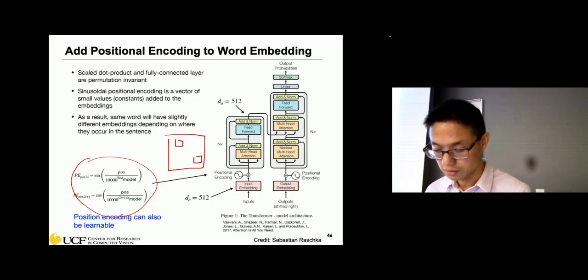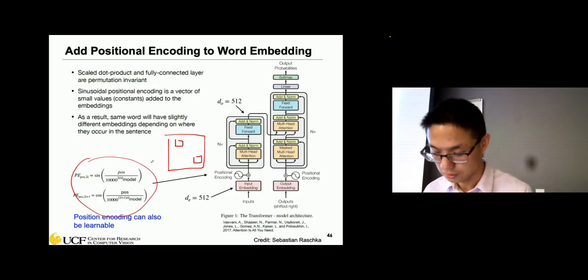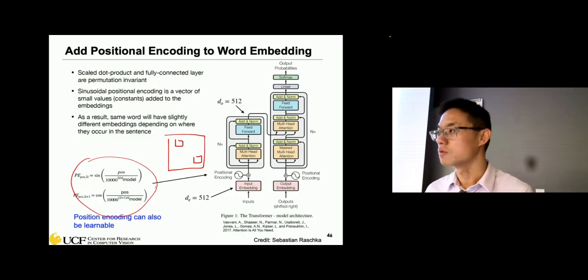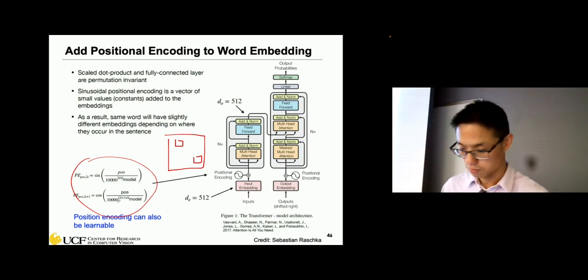In their original paper, they use this cosine position encoding to assign a vector indicating a unique position, so that if we change the order, the position also changes. But of course, you can also use a learnable position embedding, not just a hard-coded position. You can also use a vector and let the network learn what the best position encoding is. So it can also be a learnable position embedding, okay?